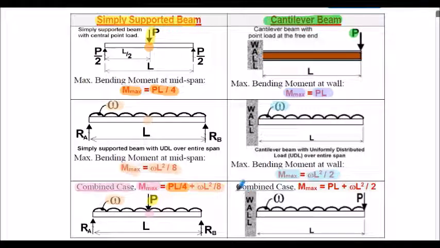And again, if we have a combined case with the concentrated point load at the free end of the cantilever beam, and the UDL along the entire length of the beam, the maximum bending moment is P multiplied by L plus omega L squared divided by 2. So that encapsulates the beam configurations and the loading conditions we will consider within this presentation.